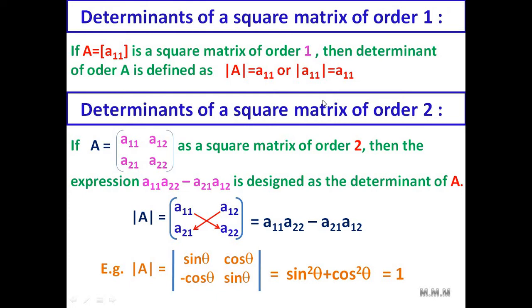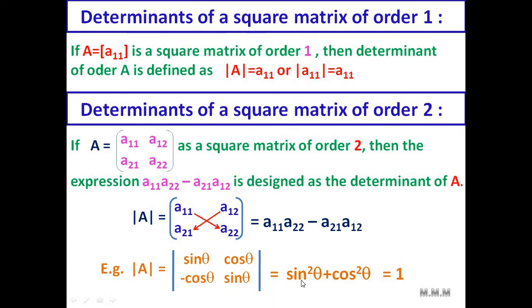Next, determinants of a square matrix of order 2. Here if A equals a11, a12, a21, a22, a square matrix of order 2, then the expression a11 into a22 minus a21 into a12 is defined as the determinant of A. Here |A| also, the same thing is going on: a11 a22 minus a21 a12.